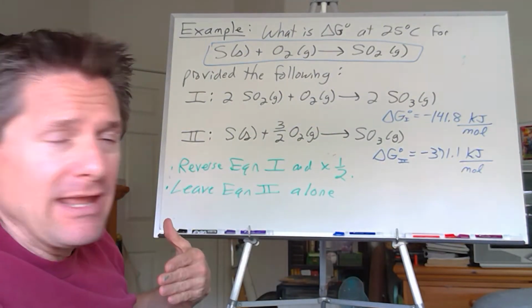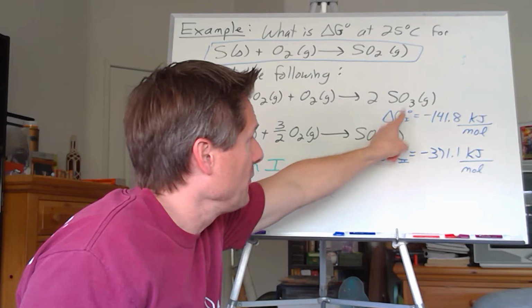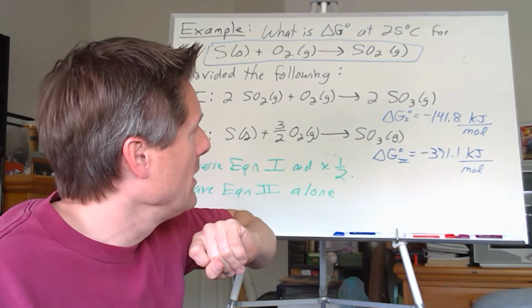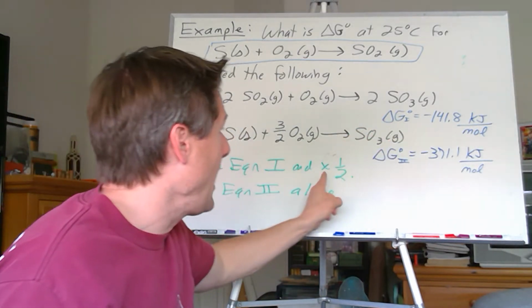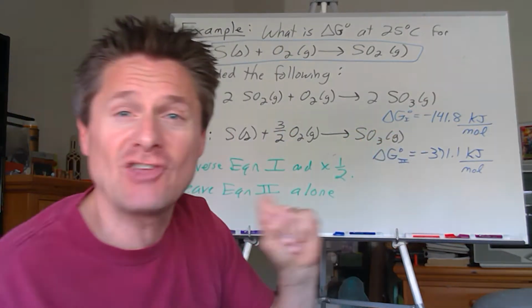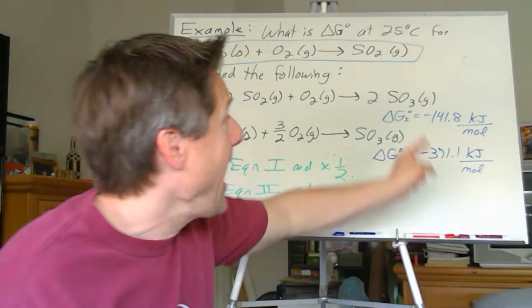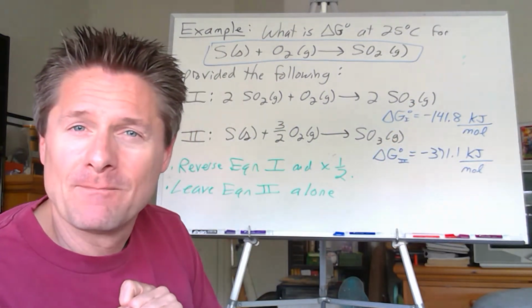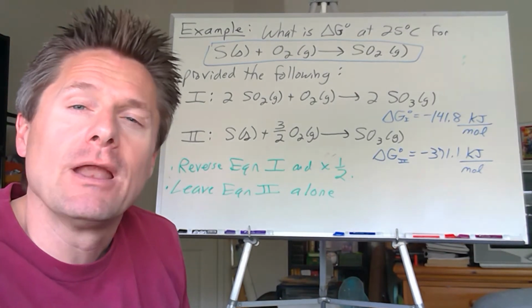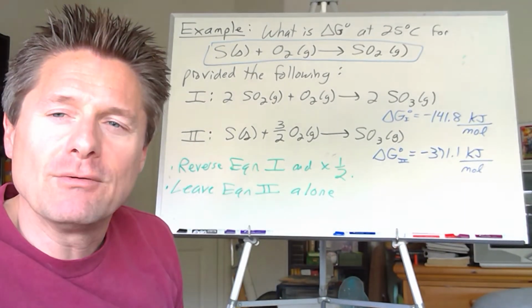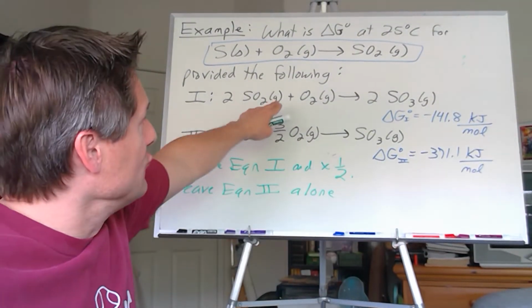When I add them together, the overall delta G will be delta G1 plus delta G2. Delta G2 will stay the same, but delta G1, I'm going to have to change the sign, because I reversed it, and multiply it by 1/2. So it's going to be that times negative 1/2, and then I can add those together. See if you can do that before I do. Give it a shot. So I'm going to write on a new board these new equations.